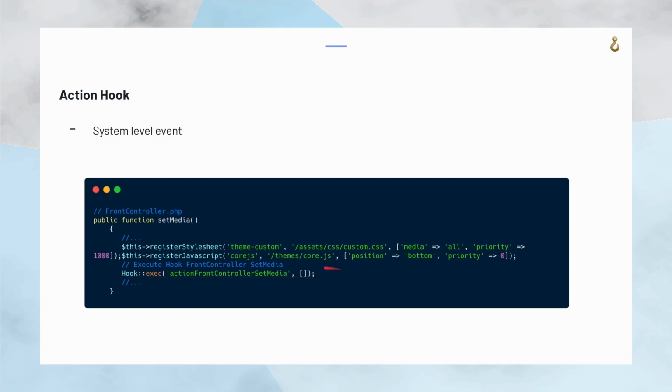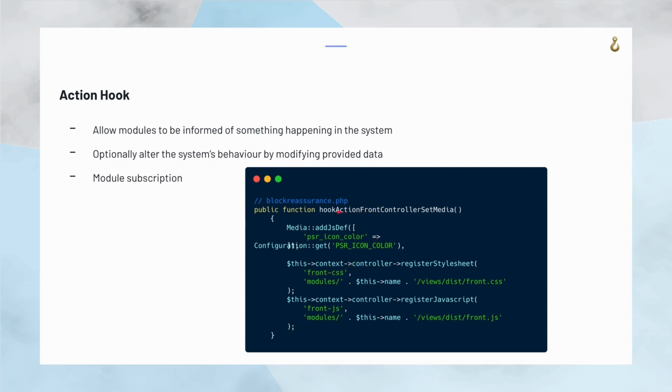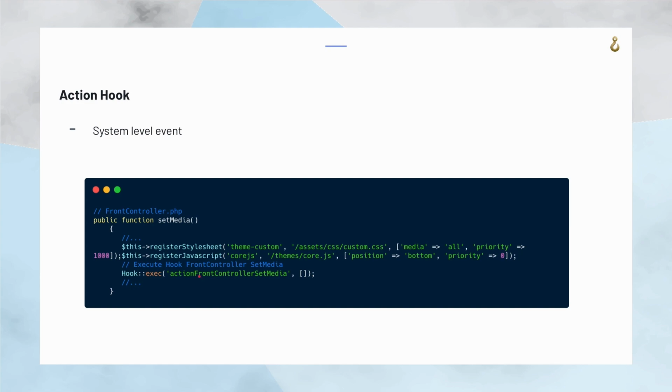And look at this line here, hook exec, and we are calling action front controller set media, and we are passing an empty array. I think this reminds you of something that we saw a second ago. Action front controller set media is basically the name of the method, action front end controller set media, and we simply concatenate the hook keyword. It's here where that hook is being initiated. This hook exec method will trigger an event, and all modules subscribed to that specific hook will be notified, and they will receive an array passed as a parameter, and this is the array.